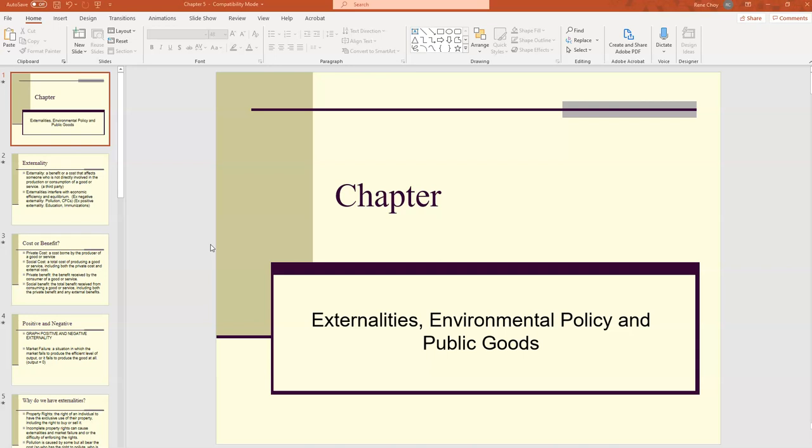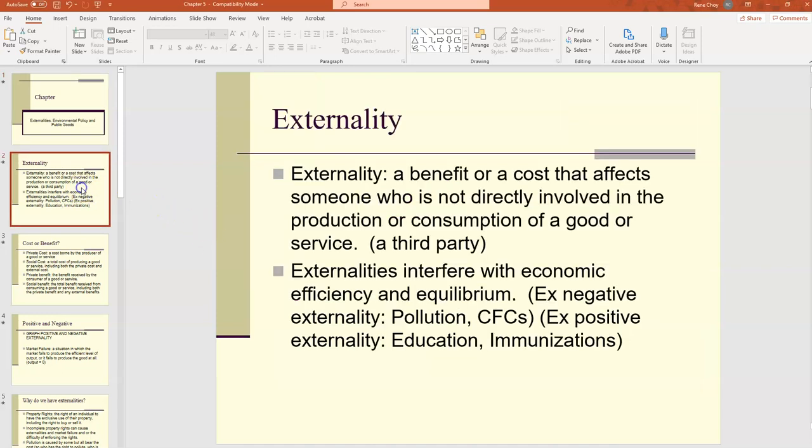Today we're going to be talking about externalities, environmental policy, and what exactly are public goods. Now, an externality is basically a benefit or a cost that affects someone who is not directly involved in the production or the consumption of a good or service, aka a third party. Externalities could be positive or they could be negative. An example of a negative externality is something like pollution. An example of a positive externality is something like education.